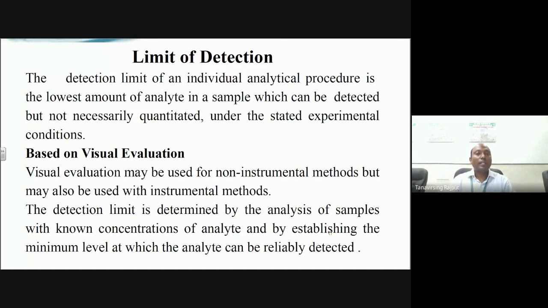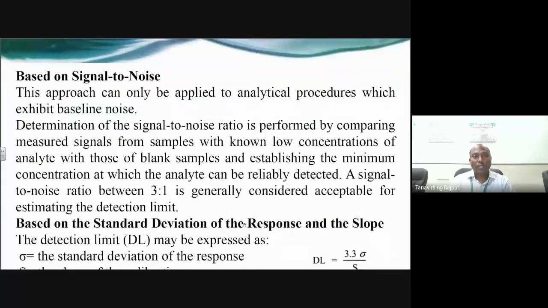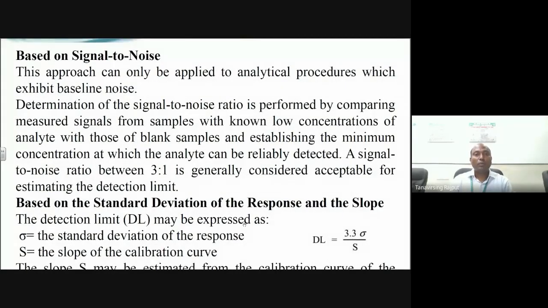Then how to perform that limit of detection study? By using visual evaluation, for the non-instrumental method. For example, we are using a titrimetric method, then visually we can find out the lowest amount of analyte, that is detected by the color change. Or the second approach, we use the signal to noise ratio approach. With the help of that approach, we can find out the limit of detection, or the capacity of our method to sense the lowest amount of analyte.